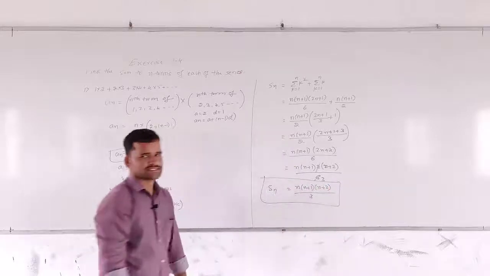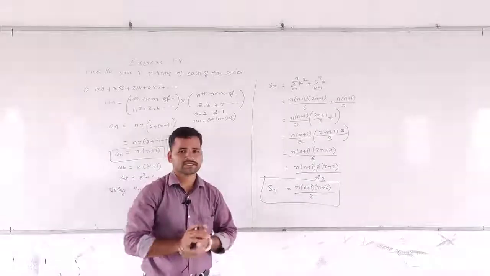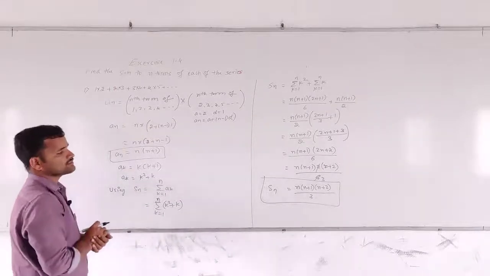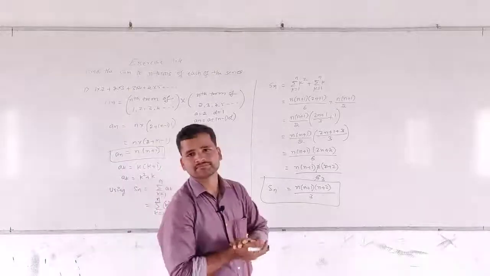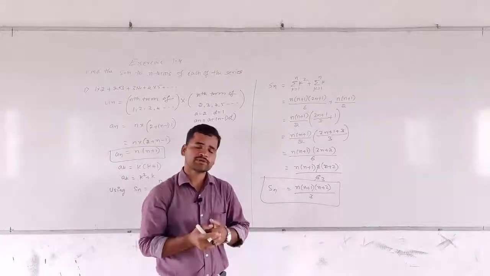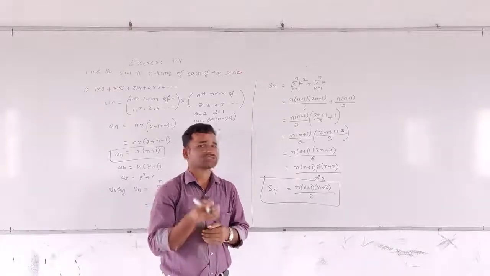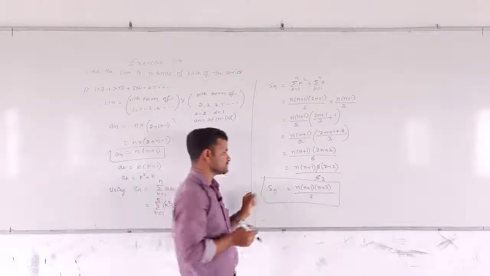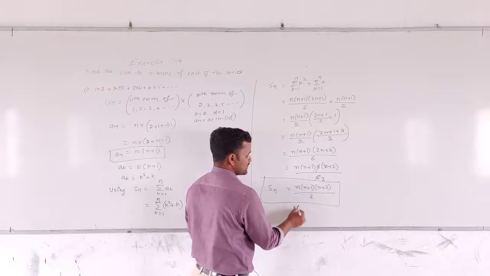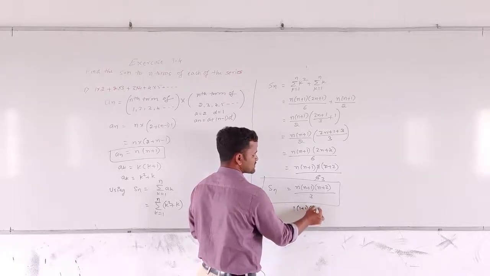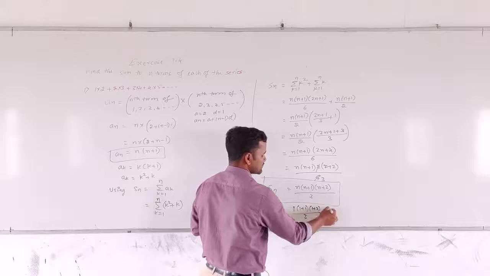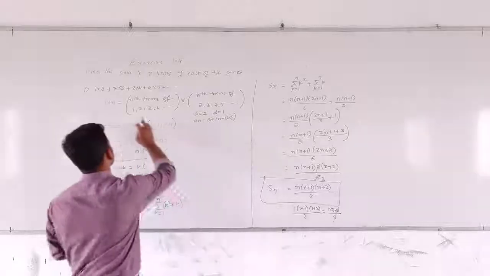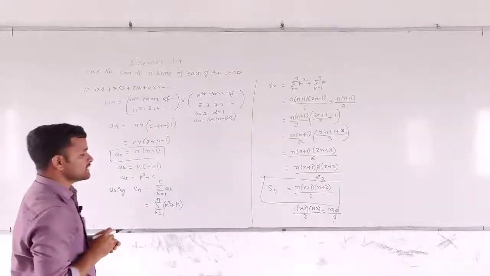We can cross verify whether the Sn you got is correct or not. How? If you substitute n is equal to 1 here, it should give us the first term. If you substitute n is equal to 2, it should give us the sum of the first two terms. Let me check by substituting n is equal to 1. This becomes 1 into 1 plus 1 into 1 plus 2 divided by 3, which is nothing but 1 into 2 into 3 by 3. The 3s get cancelled. I am getting 1 into 2, which is the first term. Like that we can cross verify.